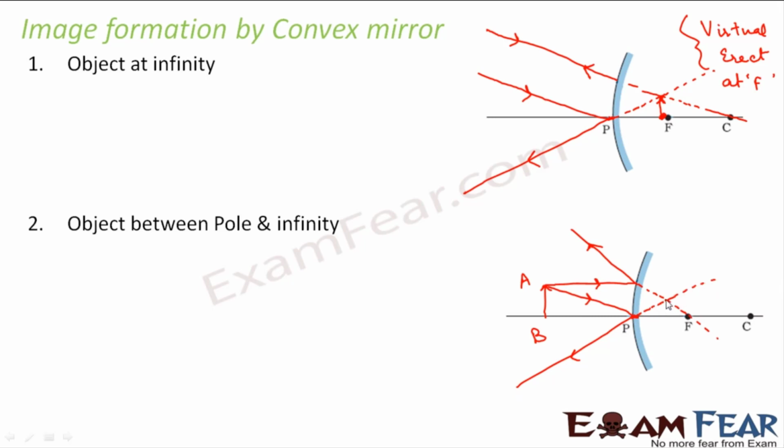So we will make them meet somewhere here. So here also, in this case also, we will get a virtual image, an erect image, a diminished image. So what happens in this case is that it doesn't matter wherever the object is located, the image formed is always virtual, erect and diminished. So the nature of the image always remains the same, and the image will be formed somewhere between the pole and the focus.